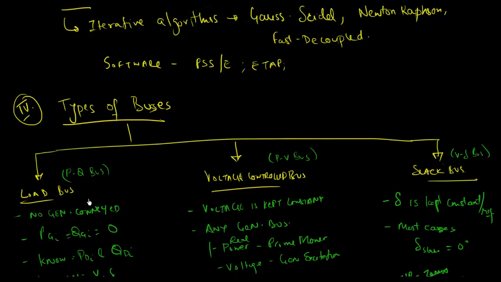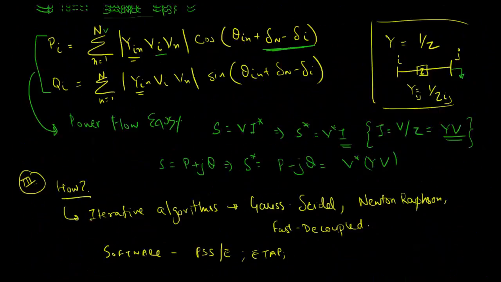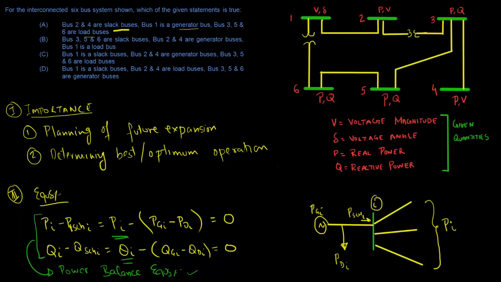So once again, there are 3 buses: load buses, PQ buses; voltage control buses, PV buses; and slack buses, V delta buses. In PQ buses, P and Q are known, V and delta are not known. Here P and V are known, Q and voltage angle are not known. Here V and delta are known, and here P and Q are unknown. That's what the slack bus picks up, and these are known at the end of your load flow study. So let's go back and see the options that we've been given.